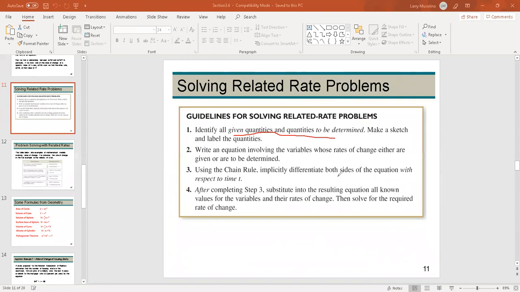Then what we're going to do is differentiate both sides of the equation with respect to time. Again, the rate is how a quantity is changing with respect to time. Once you take the derivative of both sides of the equation, by the way, we're going to be doing this with implicit differentiation, you should be able to plug in known quantities to that derivative formula and also solve for any unknown quantities. Okay? So I think the best way to see this is working through a few examples.